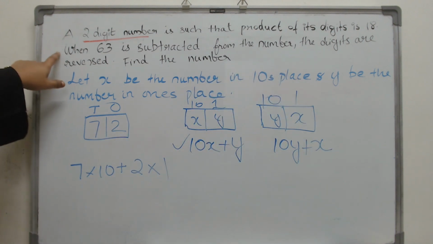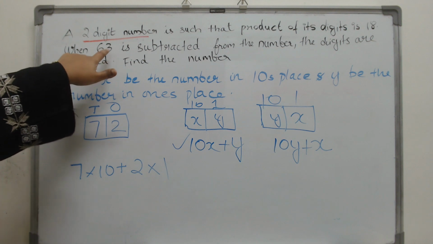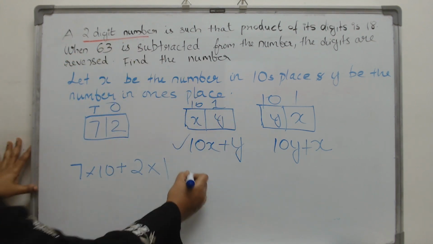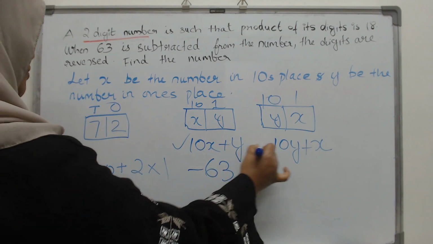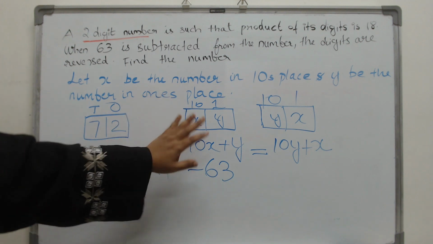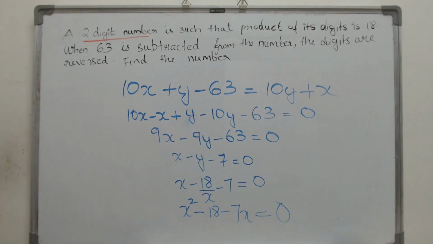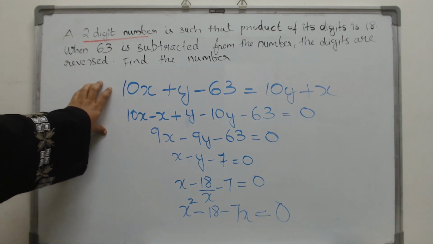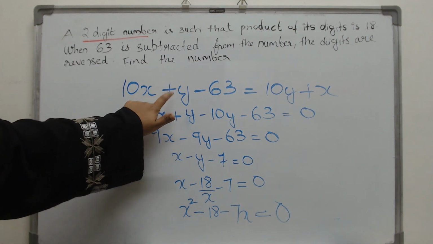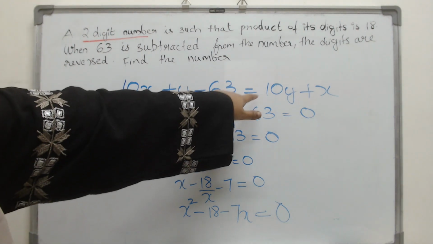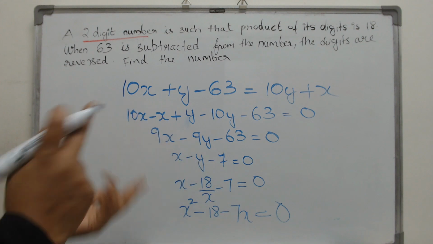Now what does this condition say? You have to subtract 63 from the original number, and then you will get its reversed form. That is our first equation. So this is the equation that you get: 10x plus y is your original number. From that subtract 63. You will get the new number with the digits reversed.